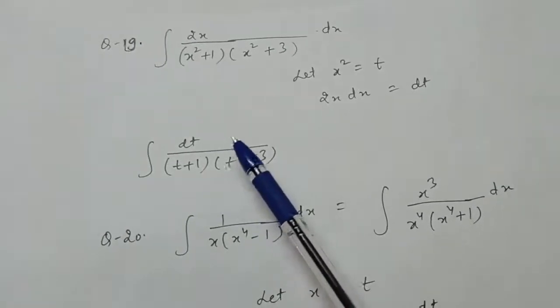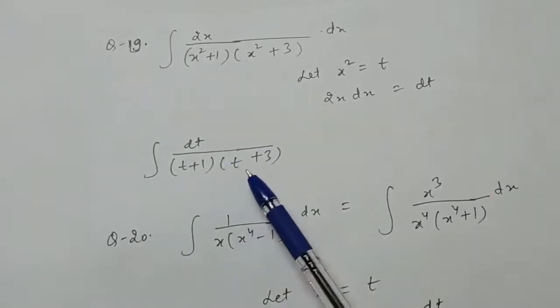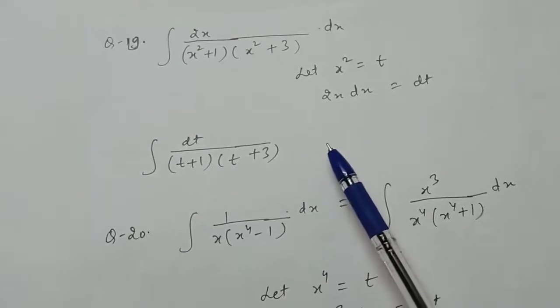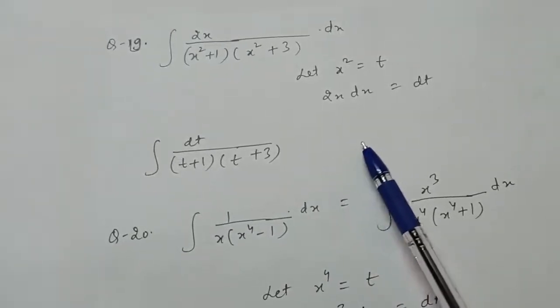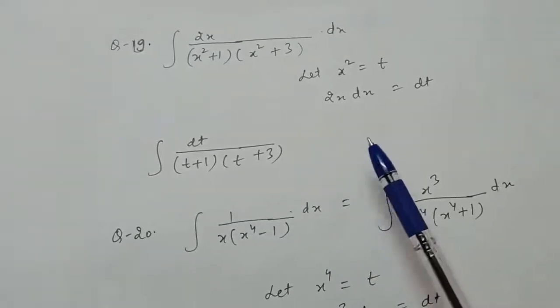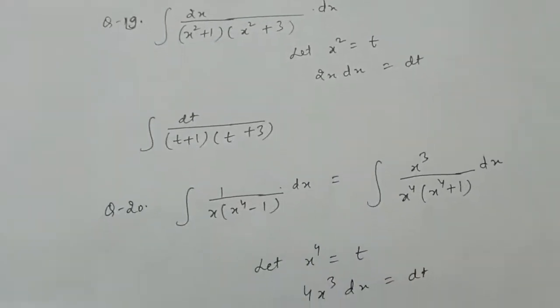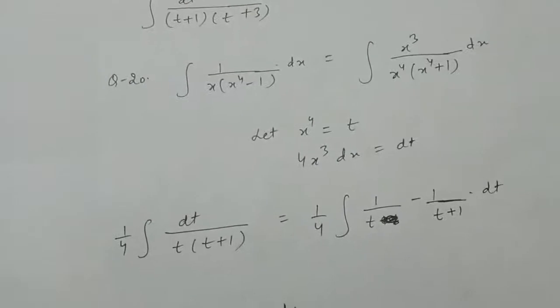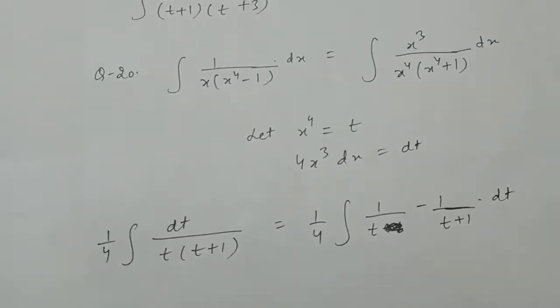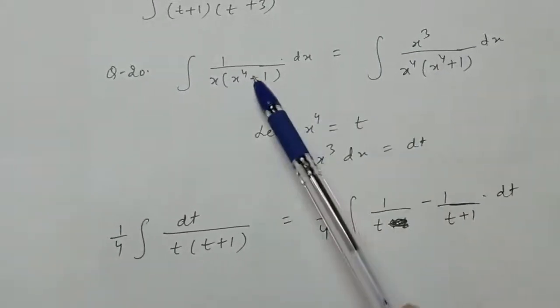First of all, write down 1 upon (t plus 1) into (t plus 3) as equal to a upon t plus 1 plus b upon t plus 3. Then find the values of a and b and you can solve it further. Now see, question number 20 is same as question number 16. Just in place of n, now here it is given 4.